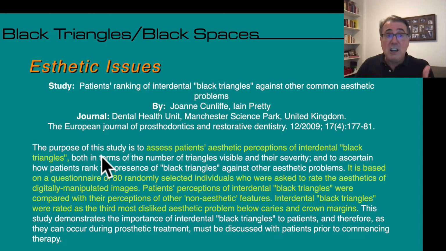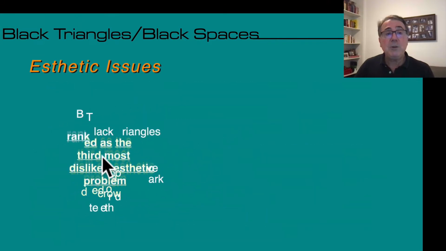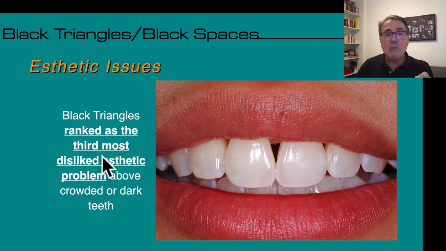And of course, there are the aesthetic issues. This paper from the United Kingdom ranked black triangles as the third most disliked aesthetic problem regarding teeth, only above crowded teeth and dark teeth. So the only thing worse in that paper, worse than crowded teeth and dark teeth, is black triangles. So people really don't like them.